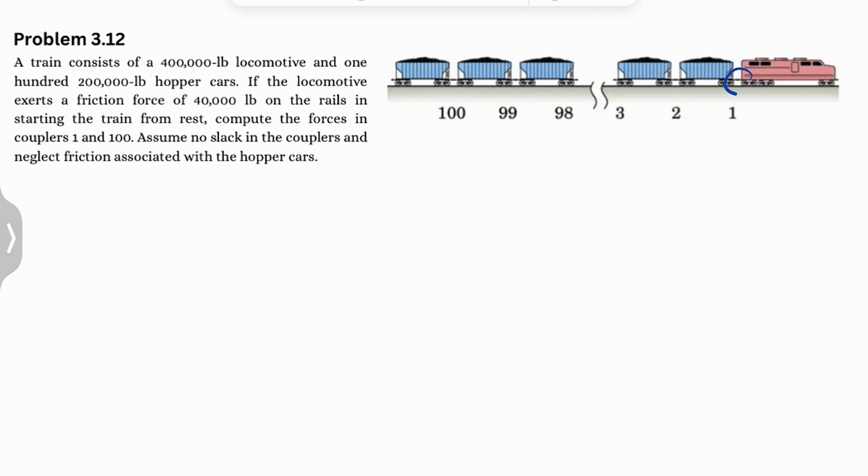So basically the force in here and here. And obviously the difference is that for coupler 1 here, we're going to carry all the cars, and for number 100, we only have the last one. Before finding anything, first we need to figure out the acceleration of the whole system.